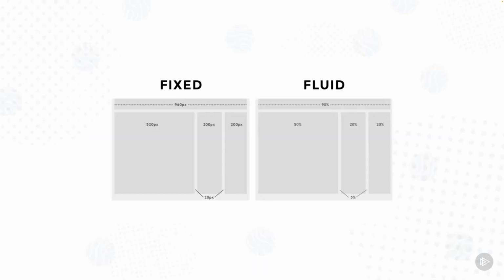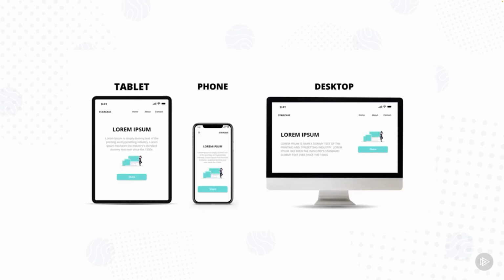Fluid grids are a key element in responsive designs. Rather than using fixed dimensions for your UI components, fluid grids allow layout elements to grow or shrink proportionally as the screen size changes. This flexibility ensures that your app looks good on small screens like smartphones, as well as on larger screens like tablets or desktops.